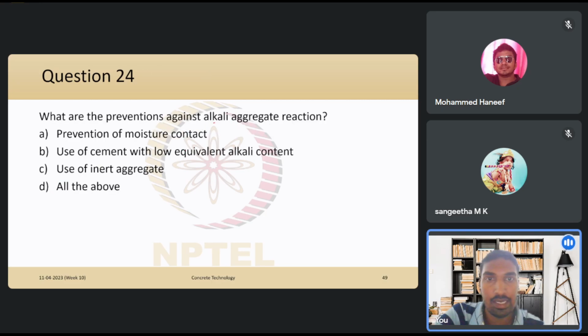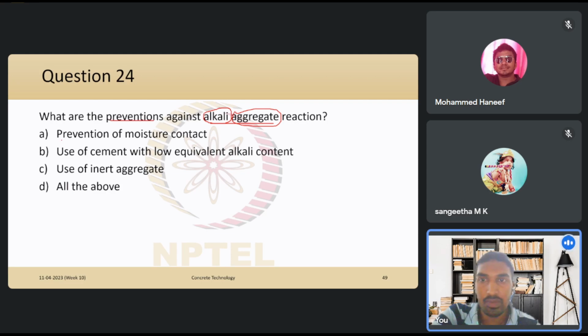So we are talking about alkali aggregate reaction. For alkali aggregate reaction, as we saw earlier, we need the alkali content present in the cement and also the silica from the aggregates. And you also need moisture for this reaction to occur, right? So all these three conditions need to be satisfied. By preventing or restricting any one of these, we'll be able to prevent this from happening.